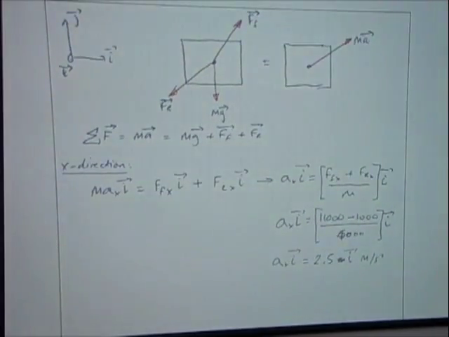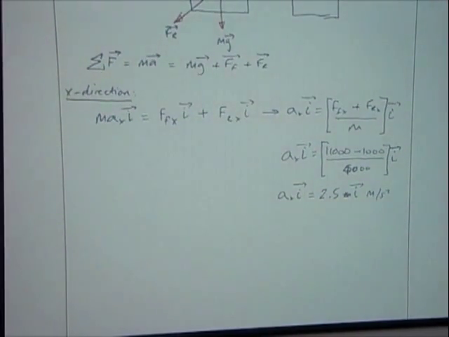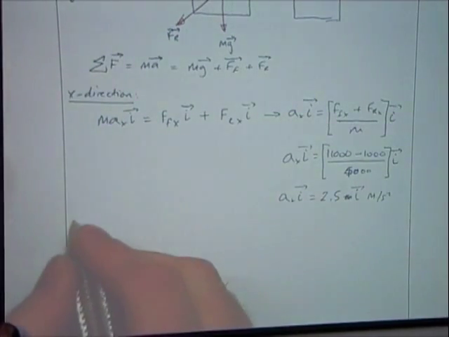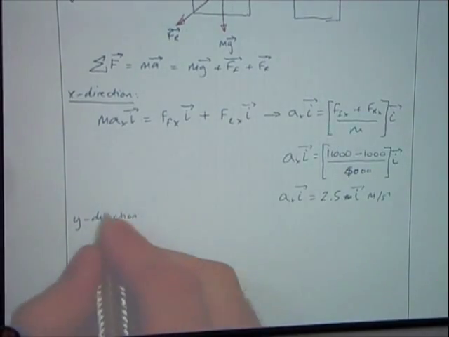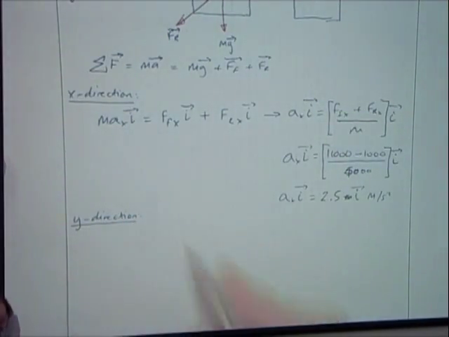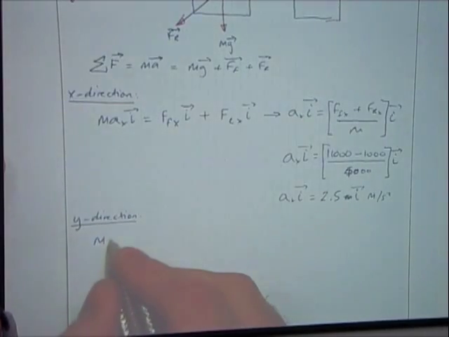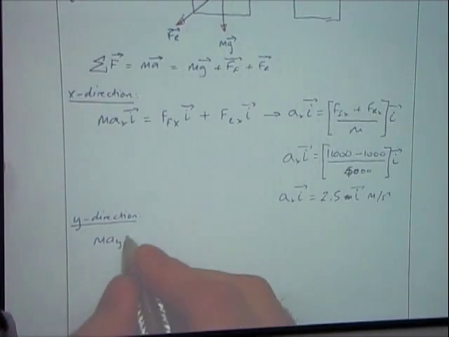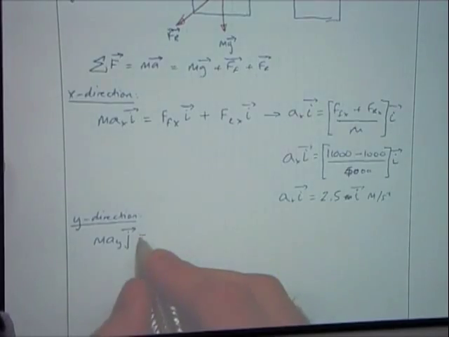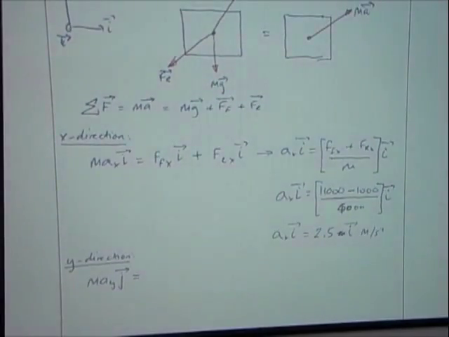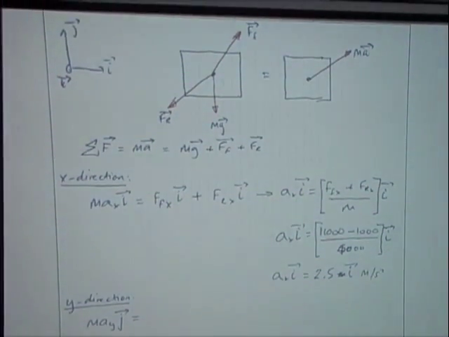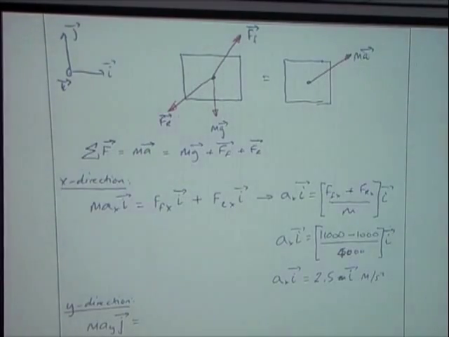So that's the horizontal bit, and we do exactly the same thing for the vertical bit, okay? In the y direction, okay, we've got mass times acceleration in the j direction, okay? And again, we've got all our forces. Now, if you look at the free body diagram, we've got a vertical component of Ff, we've got a vertical component of Fr, and we've also got, obviously in this case, gravity, okay?